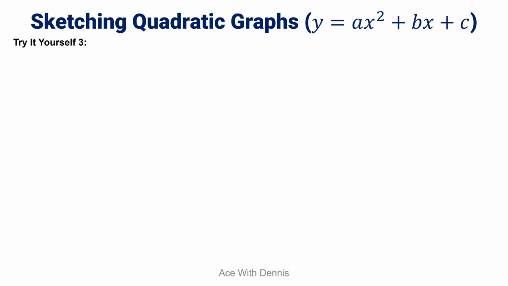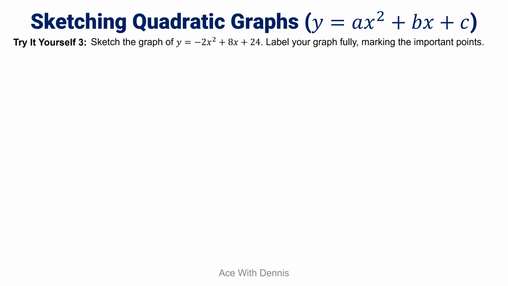Now, let's try this example yourself. Sketch the graph of y equals negative 2x squared plus 8x plus 24. Label your graph fully, marking the important points. You can pause the video and try to draw it yourself.